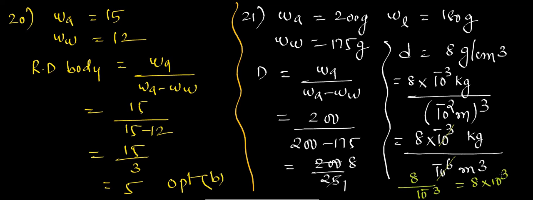Then here it is 8,000 kg per meter cube. 200 by 200 minus 175, how much? 25, 8. So 8 into 1 kg is 1000 grams, so minus 3. 1 meter is 100 centimeters, so minus 2, and the formula 2 threes is 6. Minus 3 minus 6. Maybe there is a mistake in the answer. 8000 kilogram per meter cube. The answer must be option A. Okay, option A is the answer.